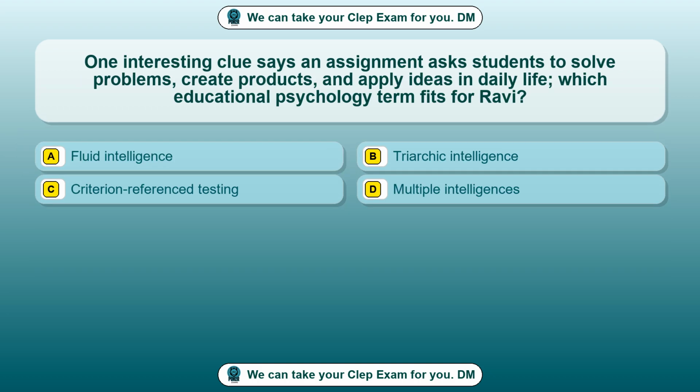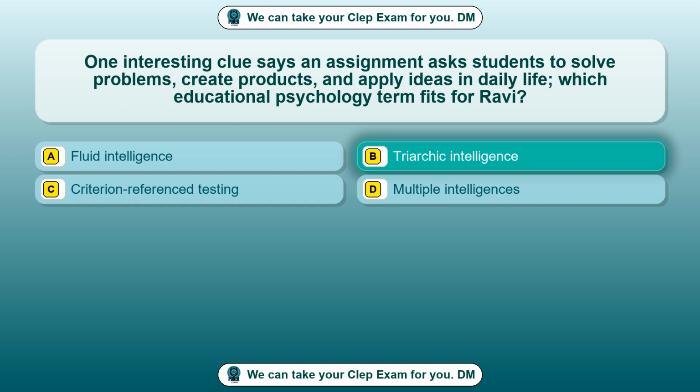Question 25. One interesting clue says an assignment asks students to solve problems, create products, and apply ideas in daily life. Which educational psychology term fits for Ravi? Option A, fluid intelligence. Option B, triarchic intelligence. Option C, criterion reference testing. Option D, multiple intelligences. The correct answer is option B, triarchic intelligence.